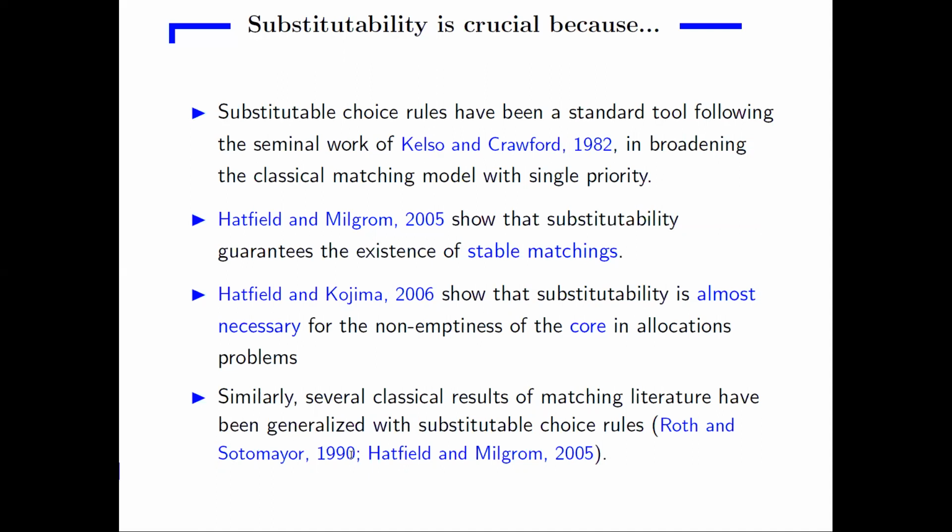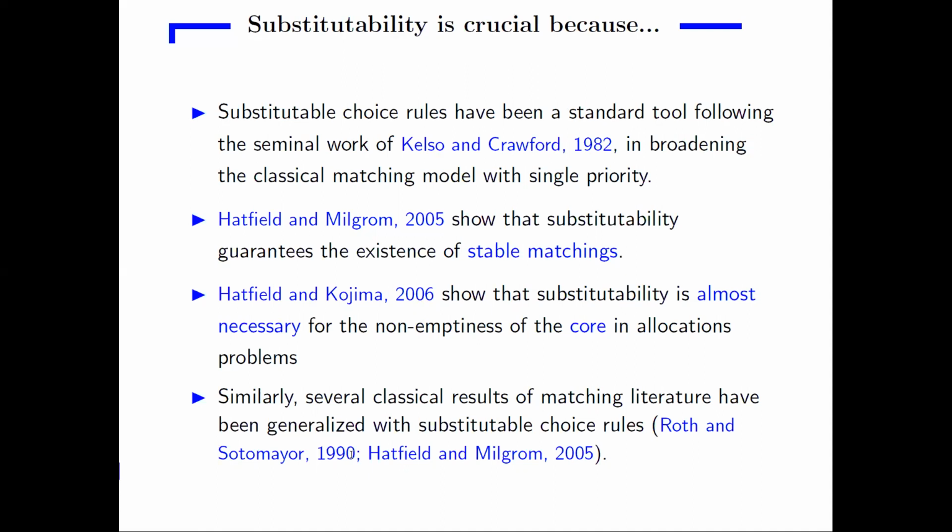The thing is that, as I said, we have in mind these market design applications, and in those applications, the central concept is stability, the existence of a stable matching between students and schools. And for that existence, the literature shows that substitutability is crucial. That is the main reason that we impose it here.